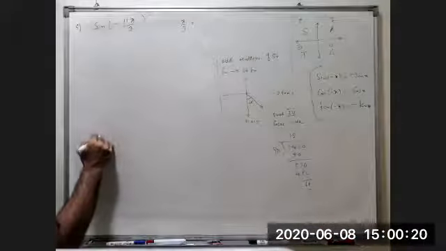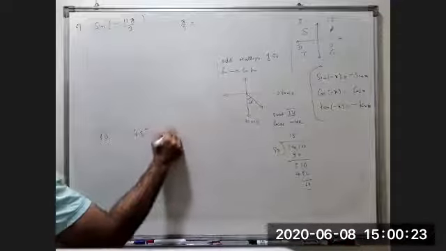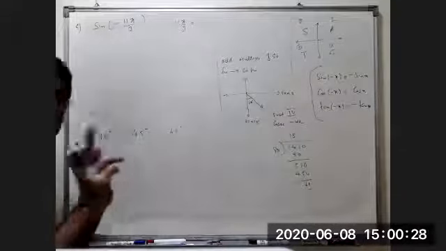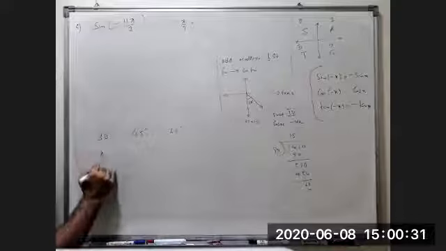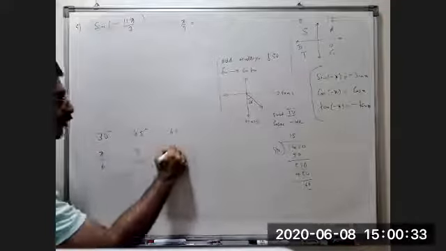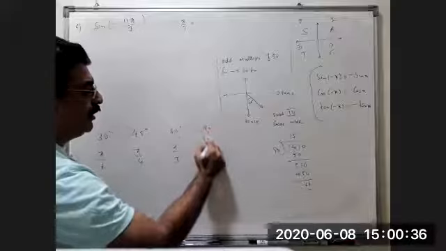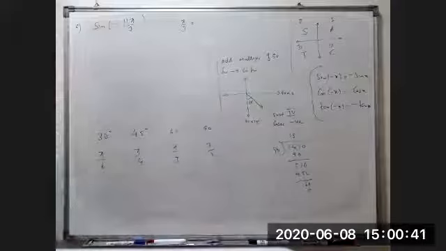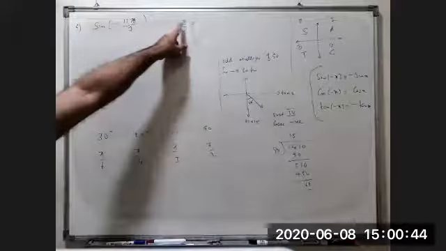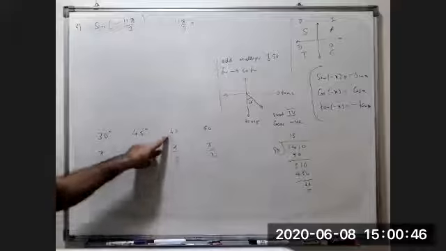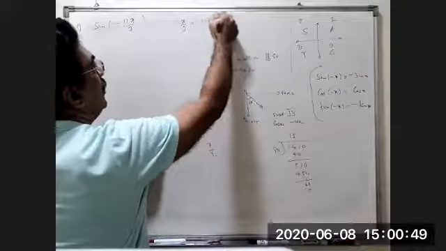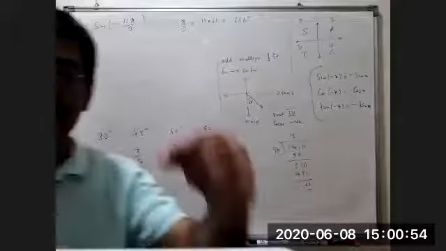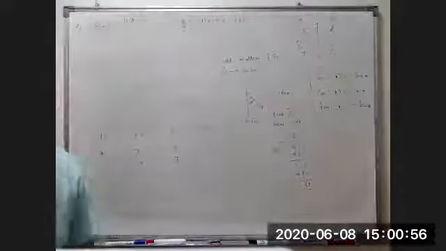30 degrees, 45 degrees, 60 degrees. These are standard values. The corresponding radian measures you have to remember: pi by 6, pi by 4, pi by 3, pi by 2. At least these values will be commonly used. For 11 pi by 3, pi by 3 means 60, so this is 11 into 60, which is 660 degrees, because writing in degree measure will be comfortable for you.